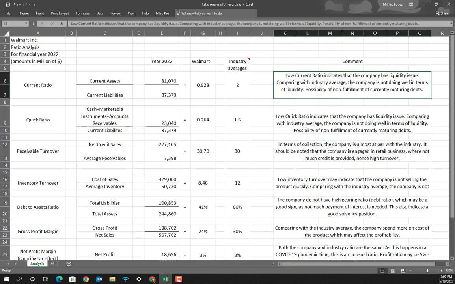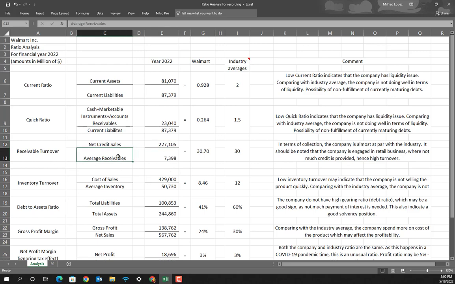Now, receivable turnover. Net credit sales: our assumption is that 40% of the total sales will be credit sales, for ease of interpretation. Now, average receivables, in this case, you have to get the opening and closing balance, the sum of both, and then divide by 2. So that's the average. In this case, the receivable turnover is 30.70, or 31, rounding off.